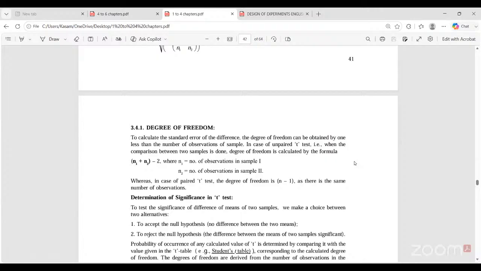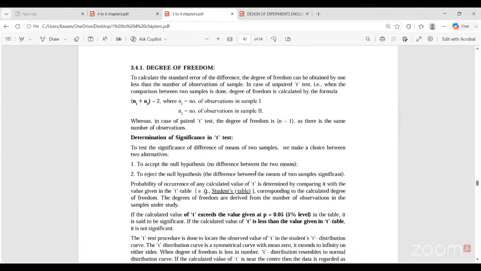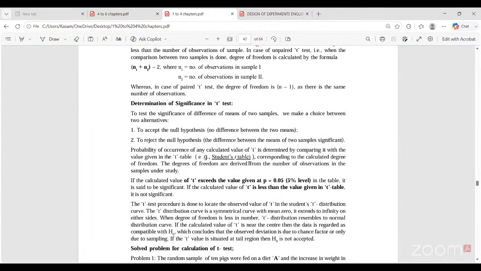In the case of a paired t-test, the degrees of freedom is based on the same number of observations. Determination of significance in the t-test: to test the significance of the difference between the means of two samples, we make a choice between two alternatives. Either accept the null hypothesis, meaning there is no difference and the two means are equal, or reject the null hypothesis, meaning there is a significant difference between the two sample means.